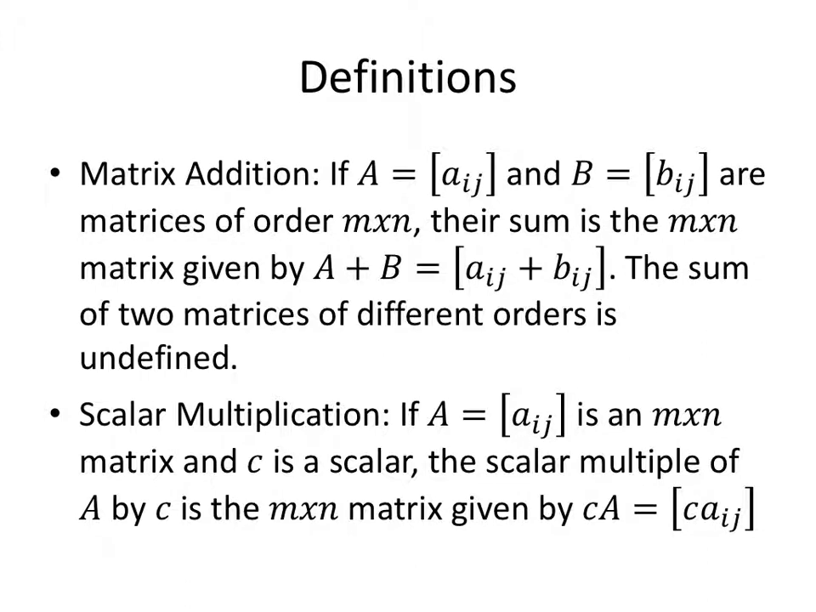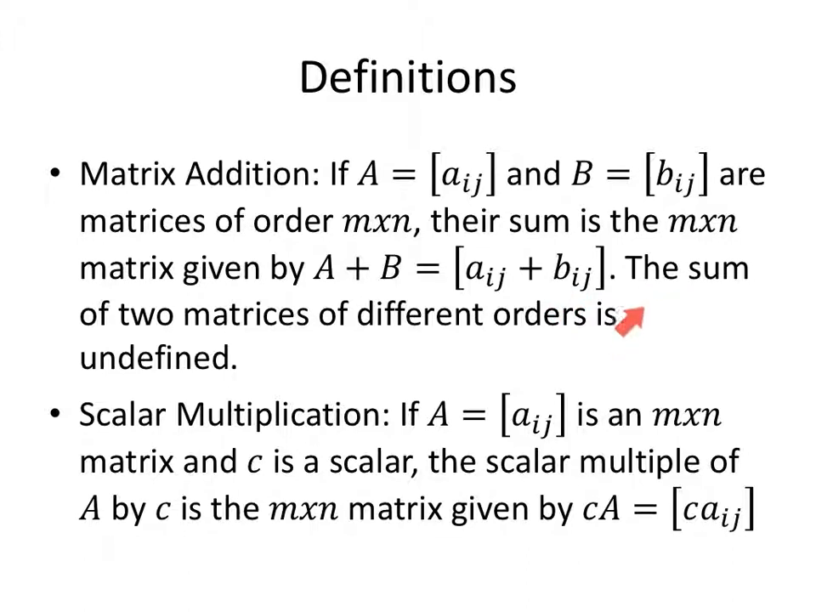Matrix addition. Now, bear with me. When you see the definitions, as in a lot of math, it looks like it might be hard, but once we go to the example, you'll see that it's what you would want it to be if you had to make up this operation. So matrix addition, if A is a matrix and B is a matrix with entries little a and little b respectively, both of the same order, m by n, then their sum is the m by n matrix given by A plus B equals Aij plus Bij.